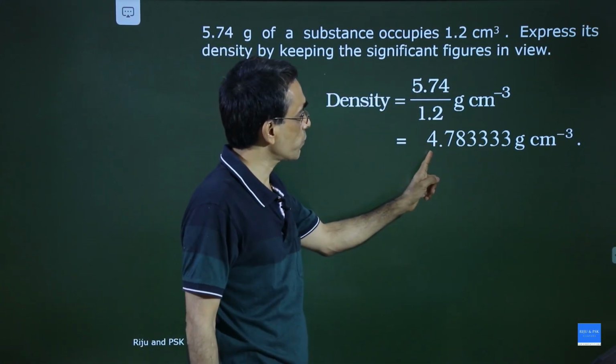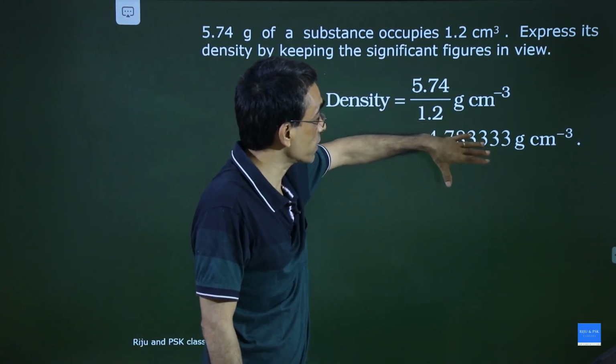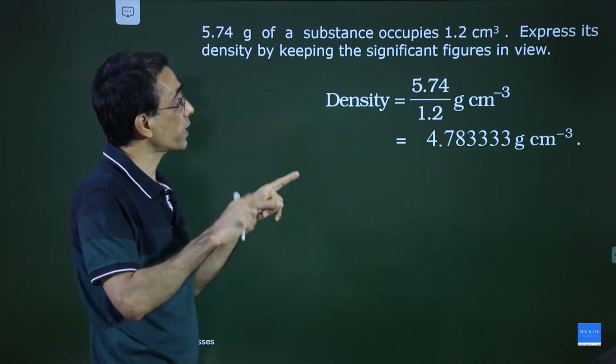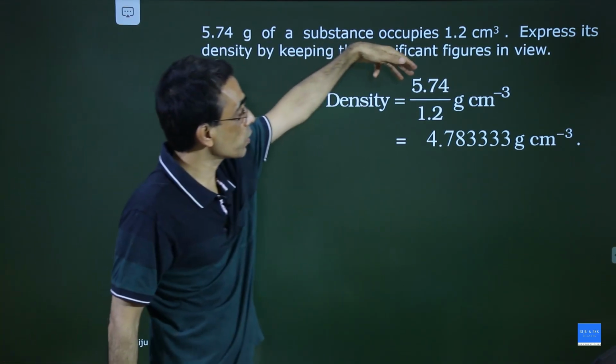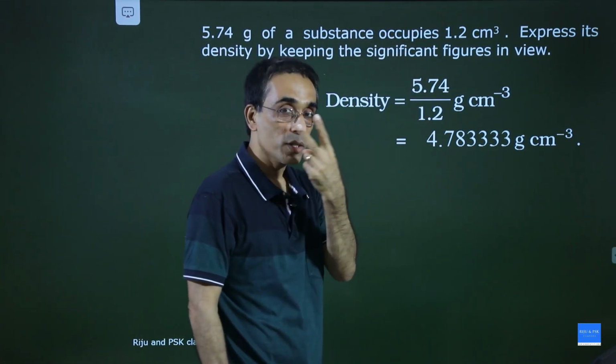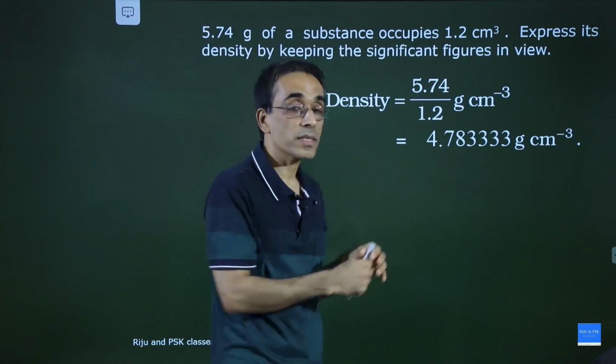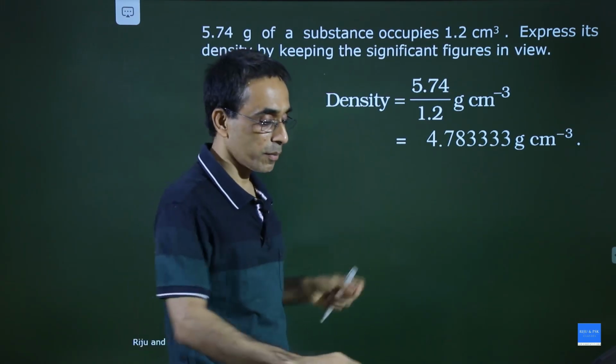So when you divide it, 4.78. But this is the real answer. But what is the answer corrected to significant places? So this has got 3 significant places. This has got only 2 significant places. So how to adjust your answer? Give me the answer in the comment box.